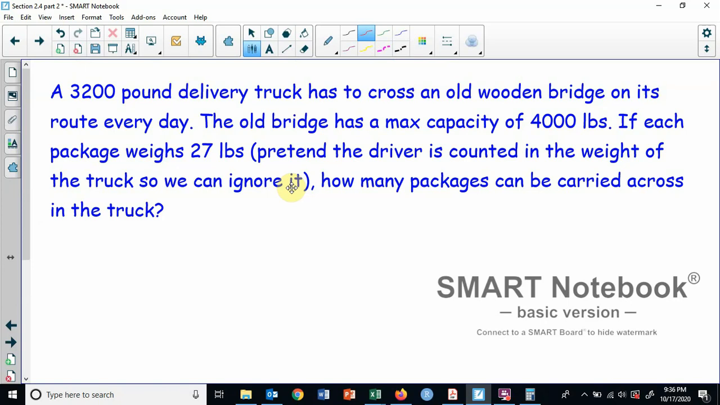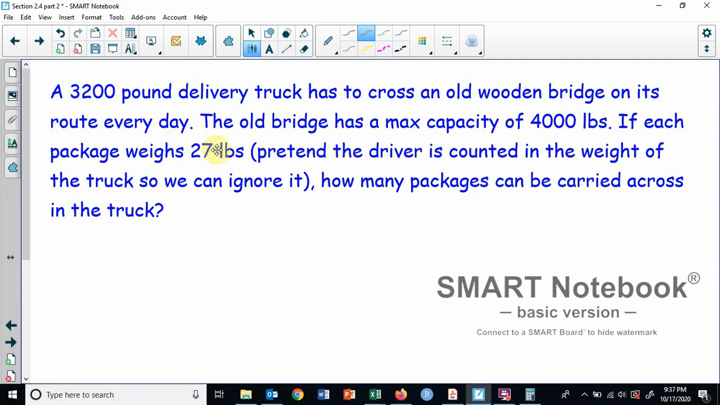Okay, so let's see. We have a delivery truck. So a 3,200 pound delivery truck, so it weighs 3,200 pounds, has to cross an old wooden bridge on its route every day. The old bridge has a max capacity of 4,000 pounds. So if he goes over with too many boxes, he might break the bridge, right? If each package that he carries weighs 27 pounds, we're going to pretend the driver is either counted in this weight, or maybe he doesn't weigh anything. He's really light, just to make this easier.